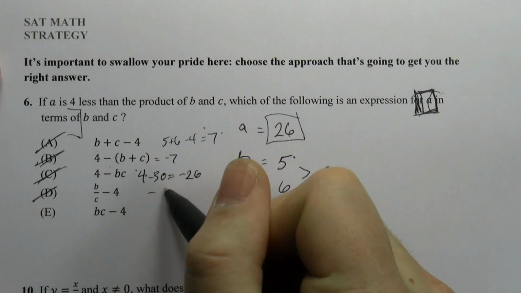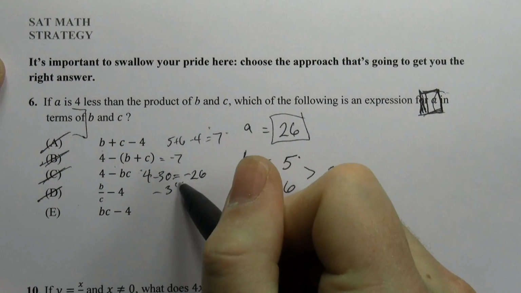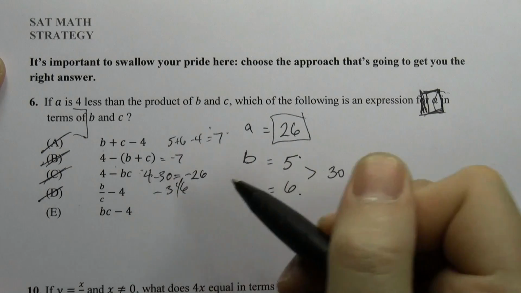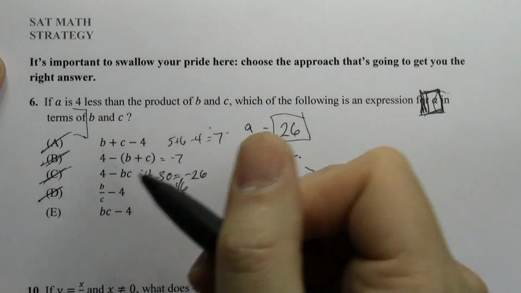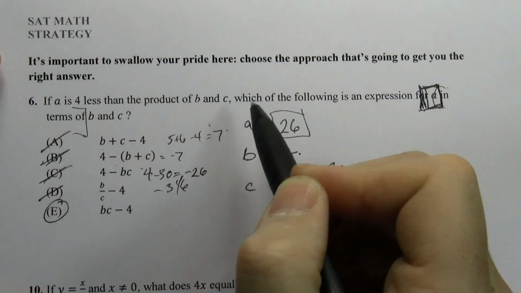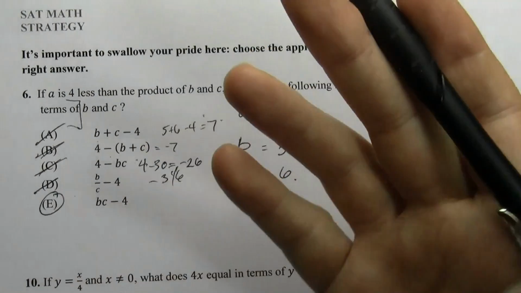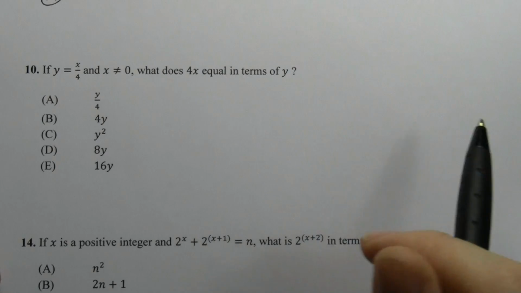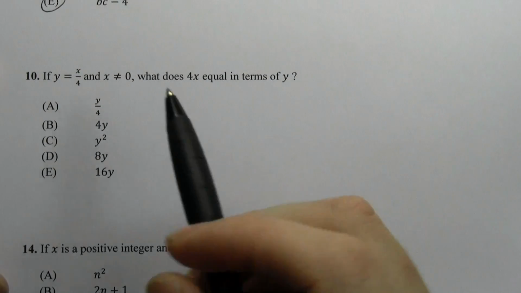That's no good. And lastly, B times C minus 4, which you could say is exactly what the question says, and it gives us 26. Again, I just wanted to show you the approach because the questions will get harder. So let's try another one.